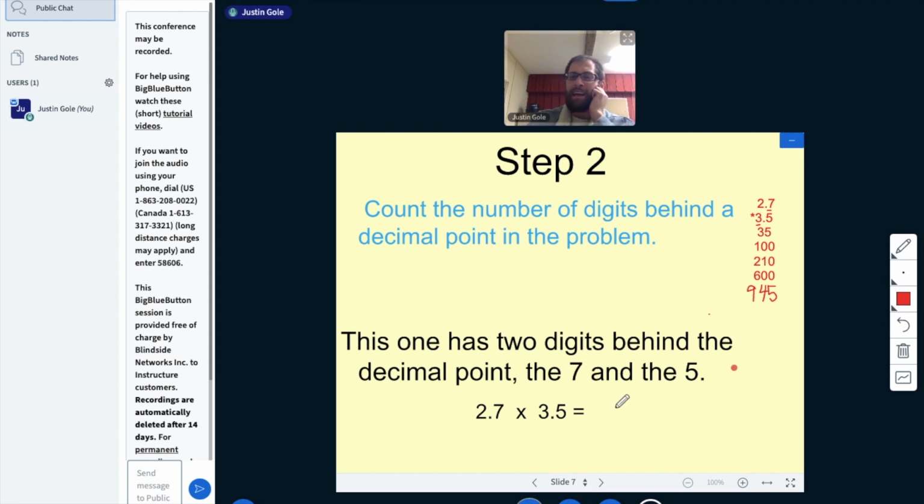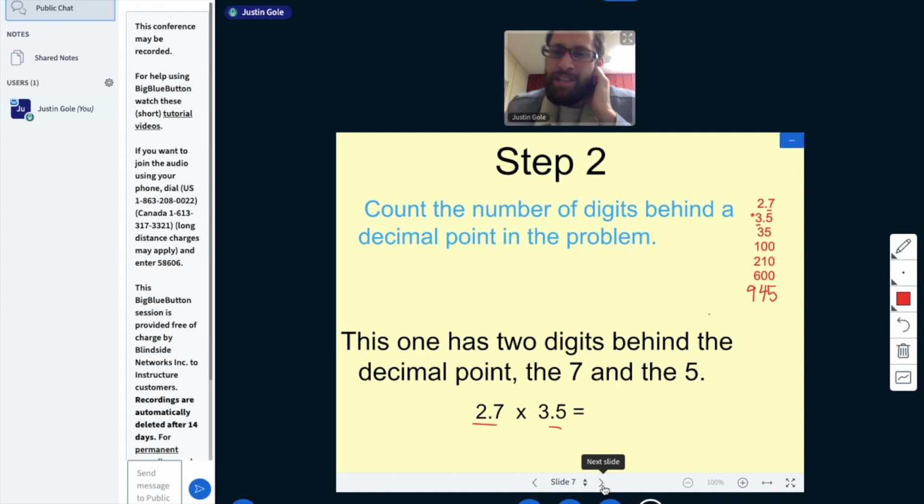945. But wait a second. That doesn't make sense because 2.7 is less than 3, and 3.5 is less than 4. 3 times 4 is 12. These numbers are less than those two, so this can't be equal to 945, can it? No, not really, right? So how do we know where these decimals go into our answer?